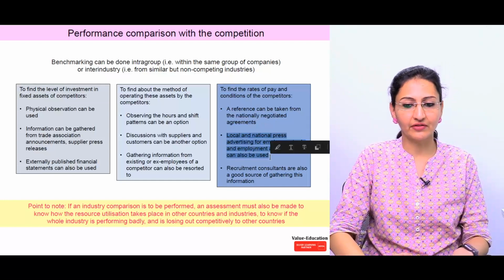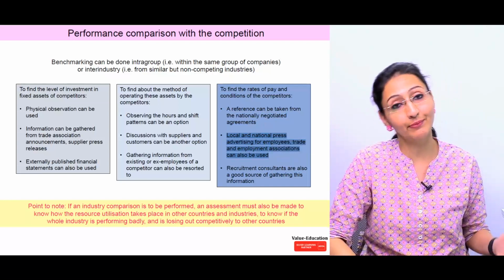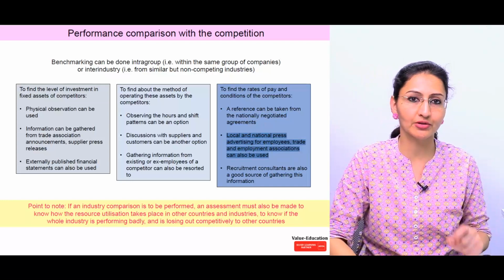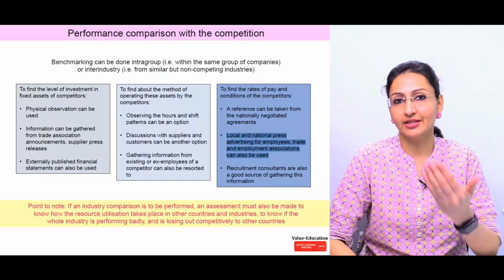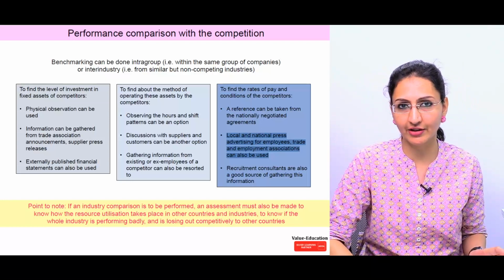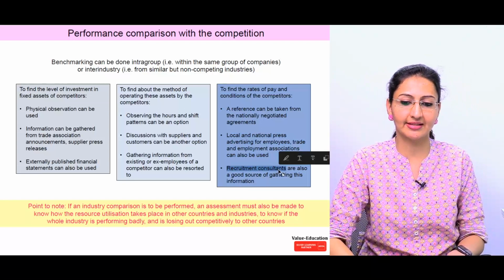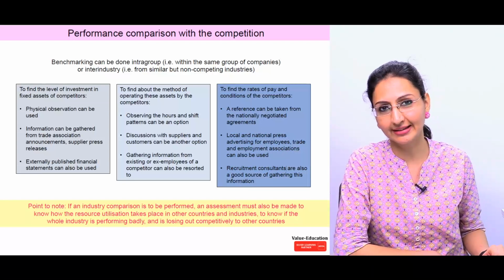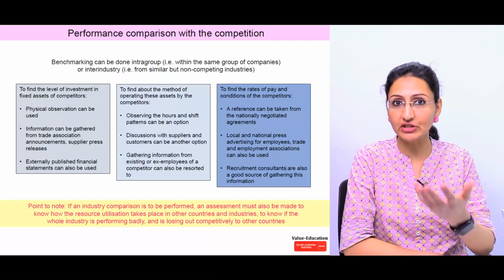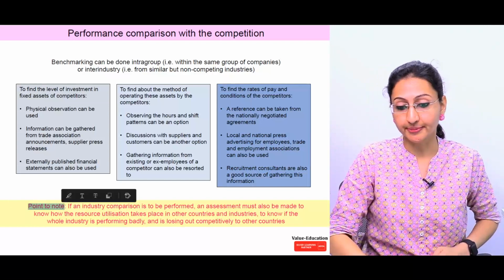National press advertising, local or national press advertising, trade unions, employment associations, they can also be a source where you can get this information, what type of pay packages your competitor is giving to the labor or the employees. Then recruitment consultants can also be a good source of gathering this information. Placement agencies, right?